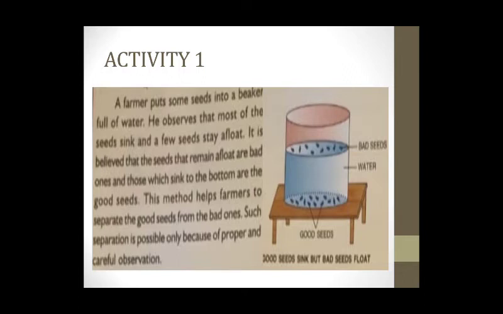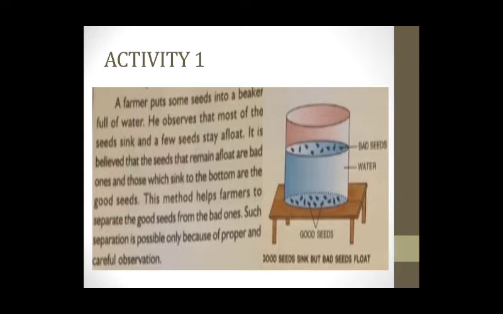He observes that most of the seeds sink at the bottom and a few seeds stay afloat. That means they remain at the surface of water. Now, it is believed that the seeds that remain afloat at the surface are bad ones, and those which sink to the bottom are good ones. Now, this method helps the farmer to separate the good seeds from the bad ones. Such separation is possible only because of proper and careful observation.